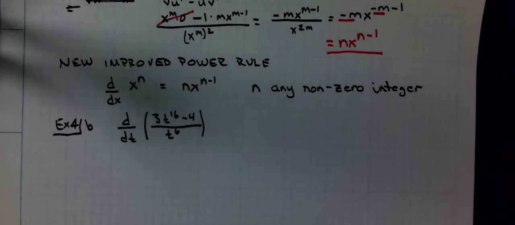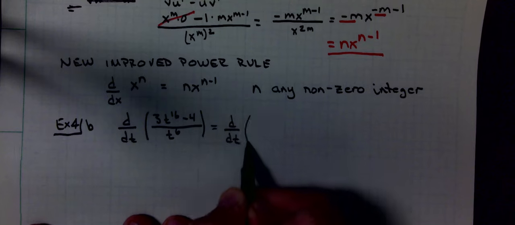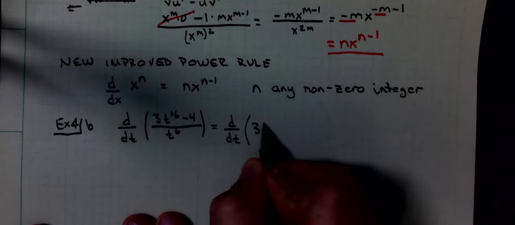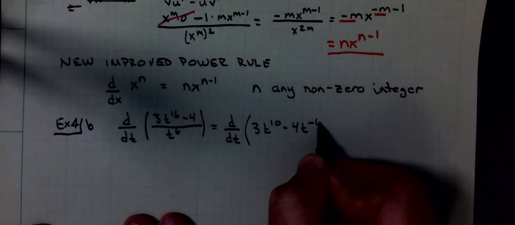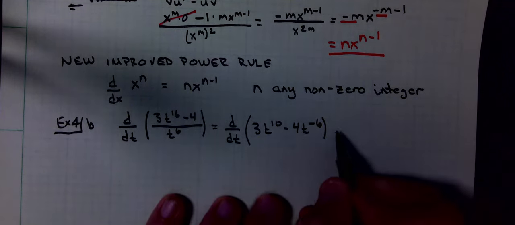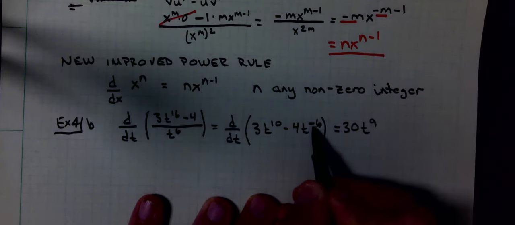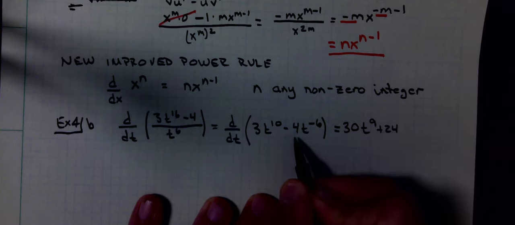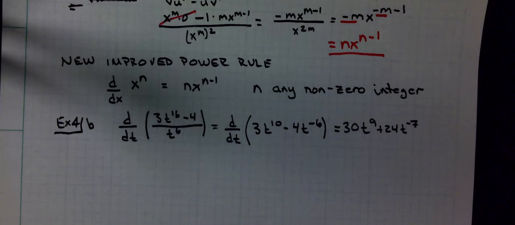Okay, I could use the quotient rule, but that would be using a really big sledgehammer to crack a walnut. Because I can rewrite this: 3t to the 16th over t to the 6th is 3t to the 10th. And then negative 4 over t to the 6th is negative 4t to the negative 6. Now I can just use the new improved power rule. Multiply by the exponent, 10 times 3 is 30. Subtract 1 from the exponent. Multiply by the exponent, negative 6 times negative 4 is positive 24. Subtract 1 from the exponent, t to the negative 7. We're done. So that makes it a lot easier to do problems.